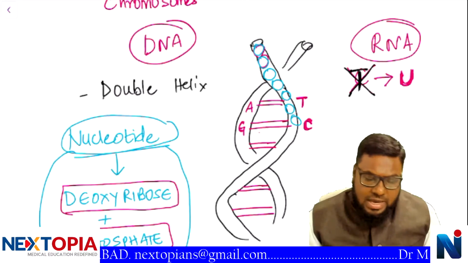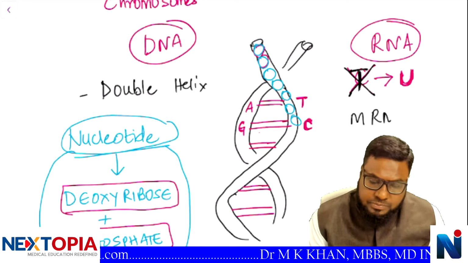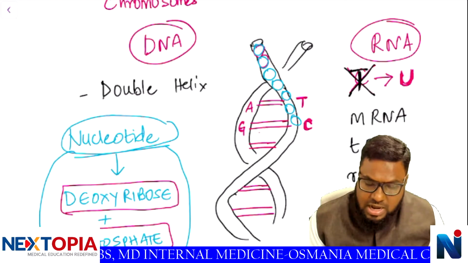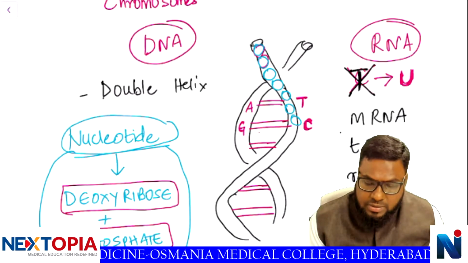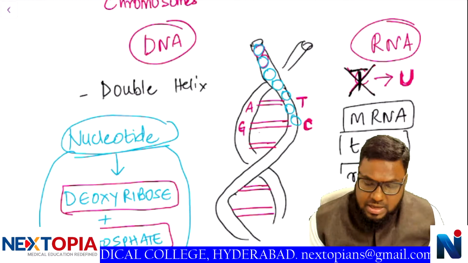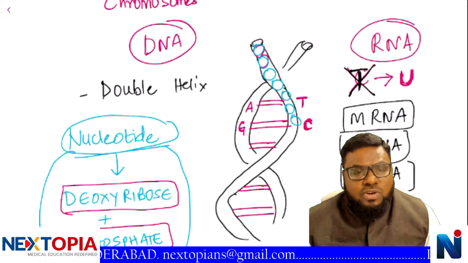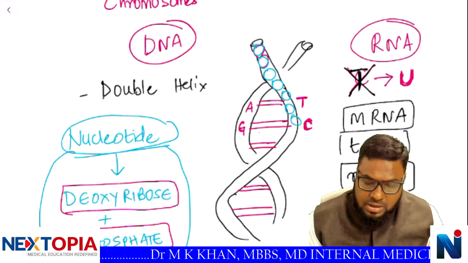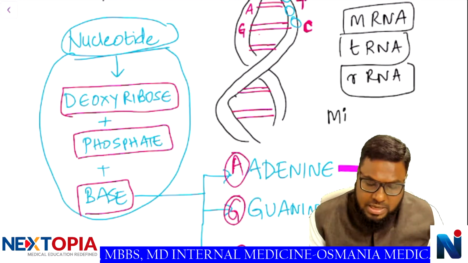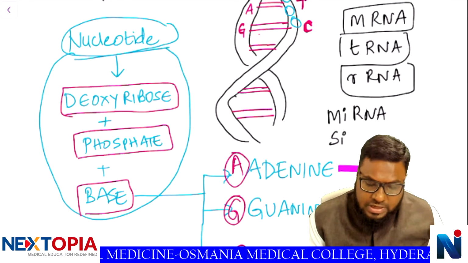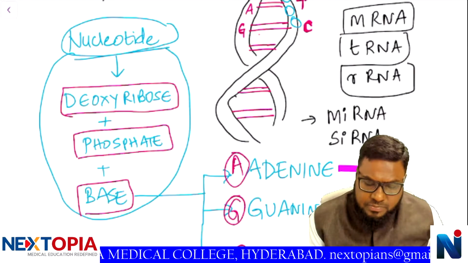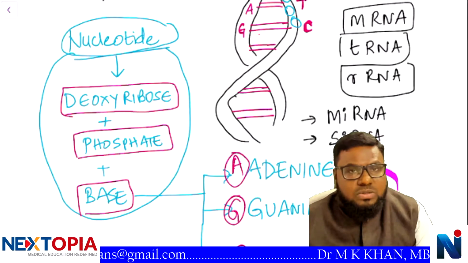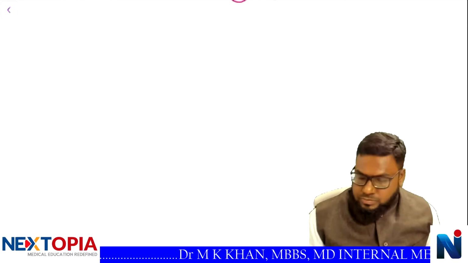There are three main forms of RNA. We have got mRNA, tRNA, and rRNA. All right, mRNA, tRNA, and rRNA. We have other forms of RNA which have certain different functions, like microRNAs, called miRNAs, and small interfering RNA, called siRNAs. We'll discuss this in microbiology and also biochemistry, right?